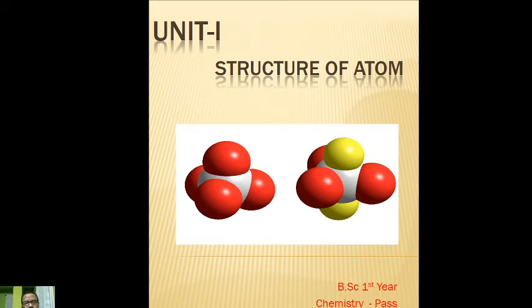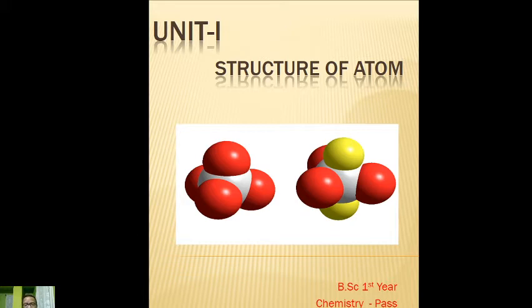In the last video, we discussed the different models that have been put forth to explain the structure of an atom. The last model that we discussed was the Bohr atomic model. We have looked at its postulates and its applications, and we see that this model seems to be comprehensive enough to give us a clear understanding of what an atom looks like.